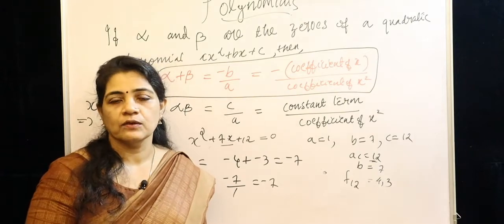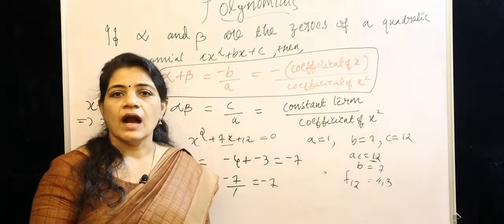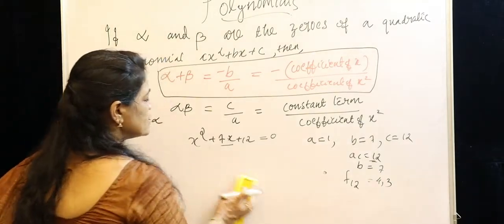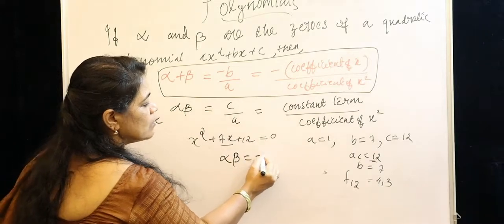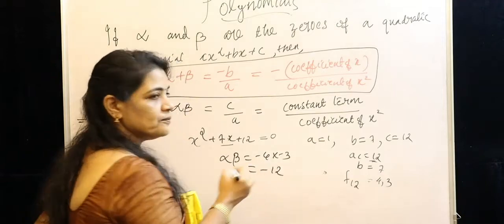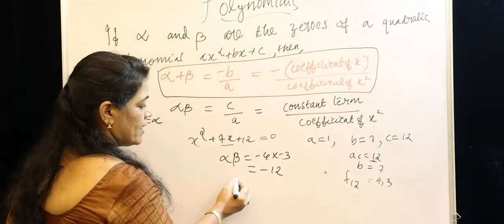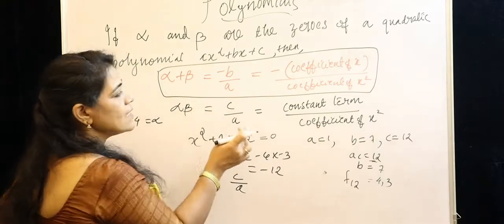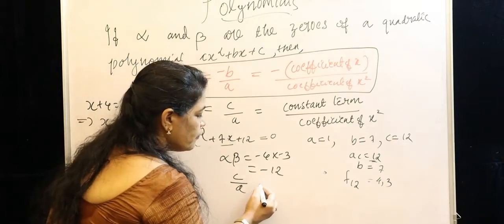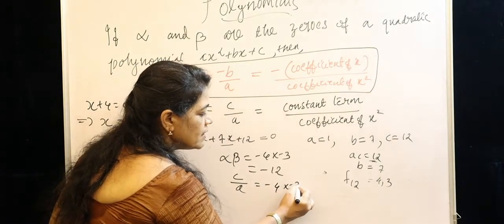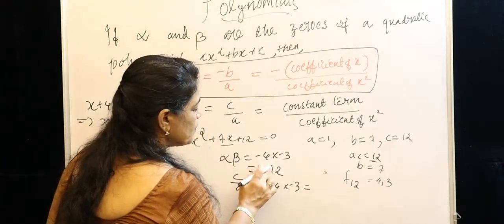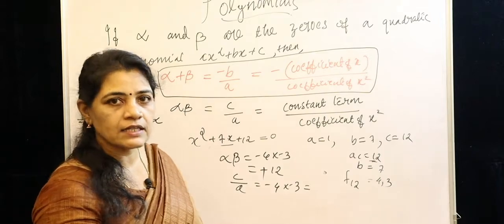Next comes the product of zeros, that is alpha into beta. Alpha is minus 4 and beta is equal to minus 3. So, their product, alpha beta, is equal to minus 4 into minus 3, that is 12. And what is c by a? We have seen that alpha into beta is equal to c by a. Let us verify: minus 4 into minus 3 is plus 12.